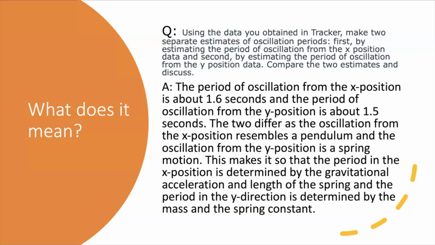For the second question, the period of oscillation in the x position is about 1.6 seconds, and the period of oscillation in the y position is about 1.5 seconds. The two differ as oscillation in the x position resembles a pendulum, and the oscillation in the y position is a spring motion. This makes it so that the period in the x position is determined by the gravitational acceleration and length of the spring, while the period in the y direction is determined by the mass and the spring constant.